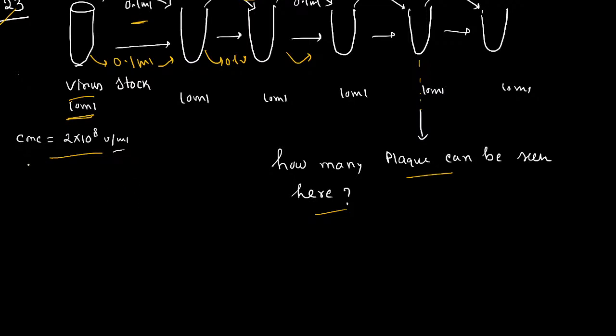Please try. It is the main concentration of the main virus, and you are doing 1, 2, 3, 4. Just write down 1, 2, 3, and 4. So you are doing a 10 to the power minus 4 dilution.